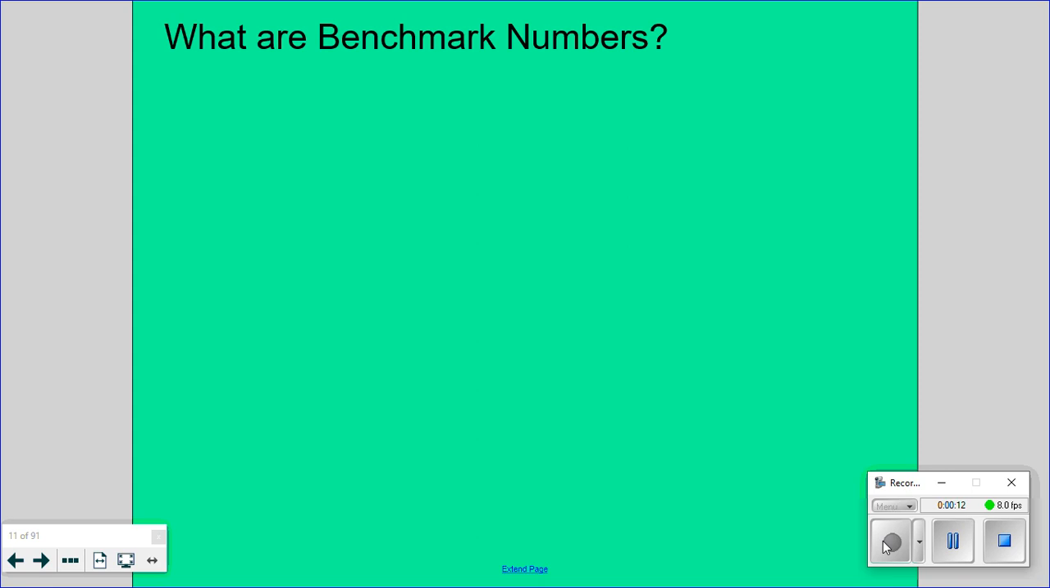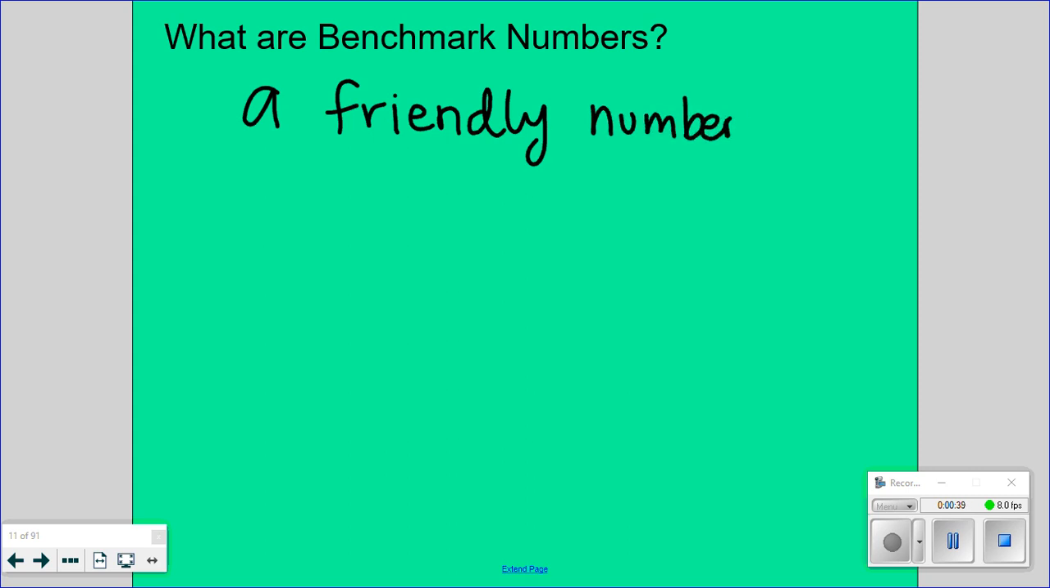All right, friends, so you're going to hear me talk about benchmark numbers a lot, and I want to explain what that means so you know what I'm talking about. I know you know what a number is, but this term benchmark is really just talking about a friendly number. So underneath that, we're going to write a friendly number.